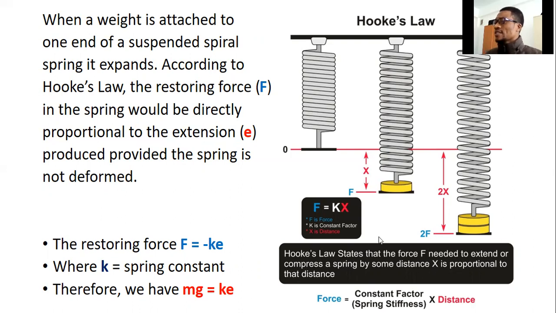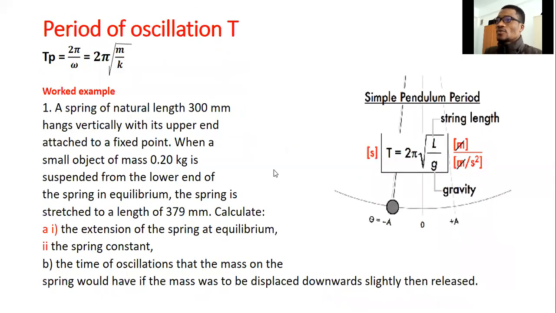Hooke's law states that the force F needed to extend or compress a spring by some distance x is proportional to the distance. And we've got our force, which is the load attached to it. The force, or the weight of the load, is given as ke, similar to this. I say this is the distance, or displacement, or the extension. It still means the same thing. Okay, let's go and solve some questions.